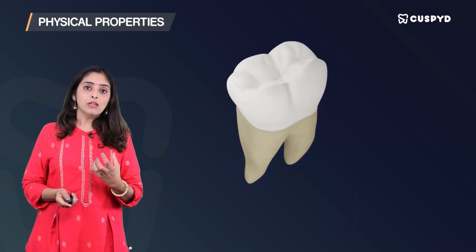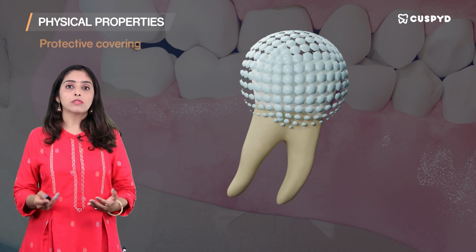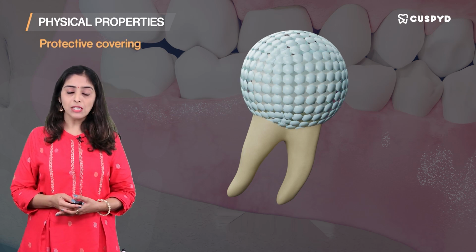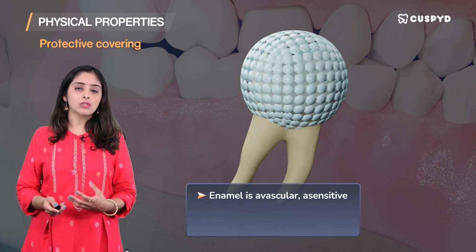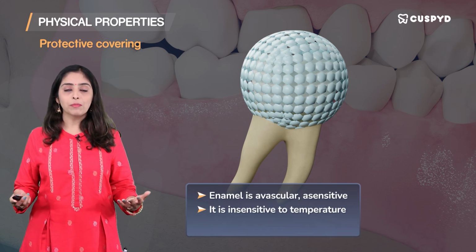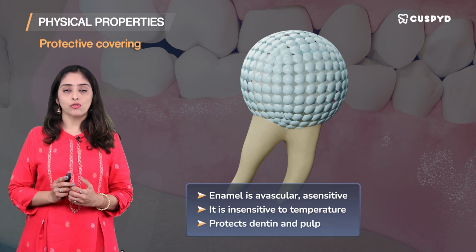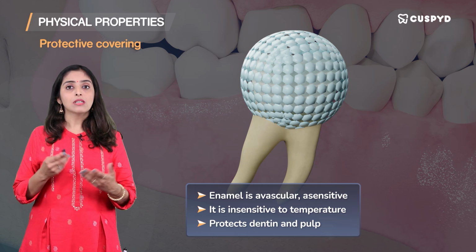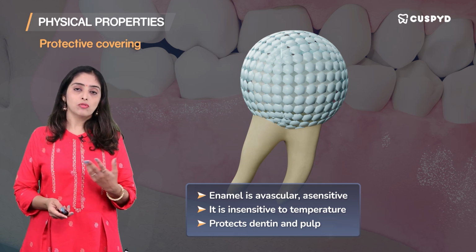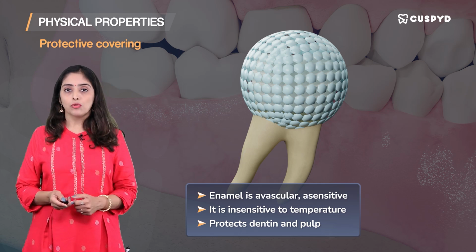The primary motive of creating this barrier on your tooth is to give it a protective covering. And how does enamel protect? Because it is avascular and insensitive, it is absolutely insensitive to all temperature modifications. So, it helps to protect all the internal tissues. And what are the internal tissues? Dentine and pulp, both of which are quite sensitive. That is how the enamel acts as a protective covering of the tooth.